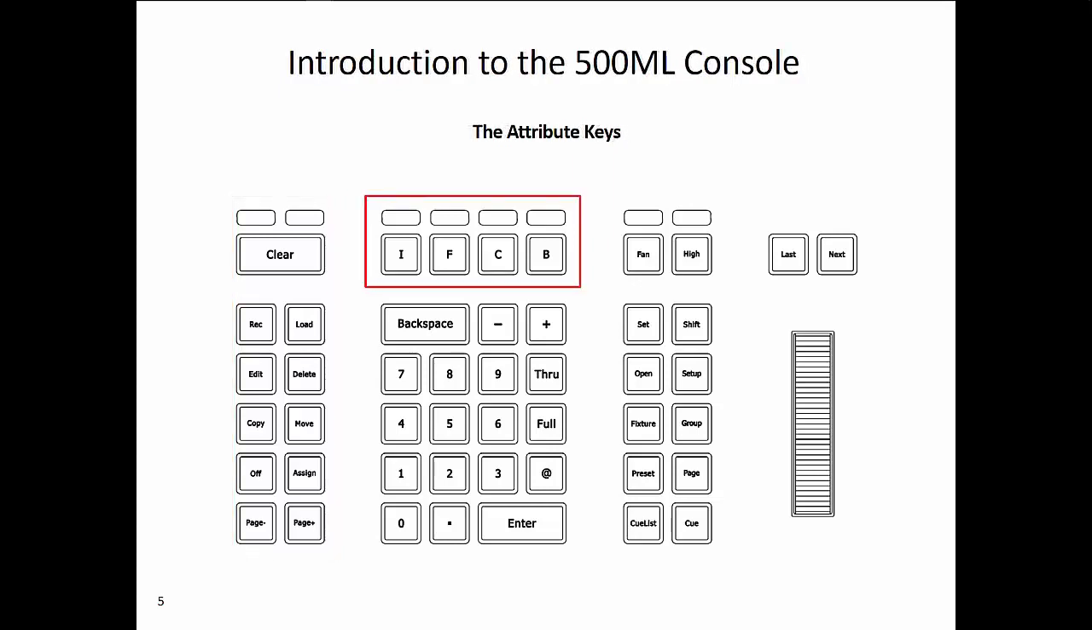Next, you have the attribute keys, often referred to as attribute family keys. The 500ml breaks down all attributes into the 4 attribute families of intensity, focus, color, and beam. Intensity and color are fairly self-explanatory. Focus deals with pan and tilt position movement. Beam deals with every parameter involved in the beam. So that would include gobos, edge, focus, zoom, shutters, animation wheels, prisms, and those sorts of parameters.